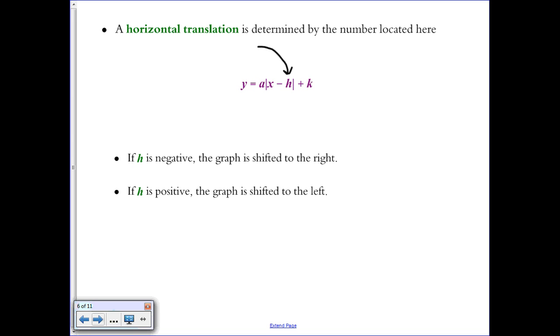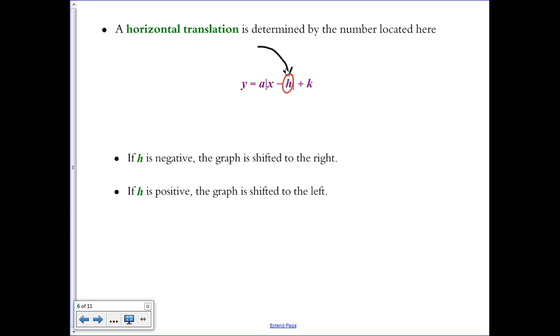A horizontal translation, which means a slide to the left or right, is determined by the number located here in the equation. Right here, the one that is inside of the absolute value being added or subtracted from x. And you notice this general form of the absolute value function has a minus inside, and that's to remind you that the number inside goes the opposite direction of what you would think based on what you're looking at. So if it says h is a negative value, like x minus h, then the graph is going to be shifted to the right. If h is positive, the graph is shifted to the left.